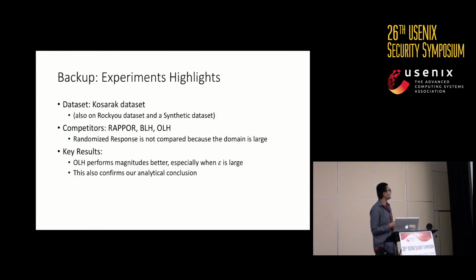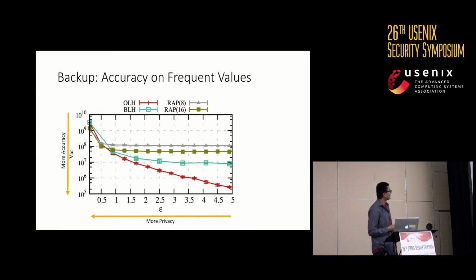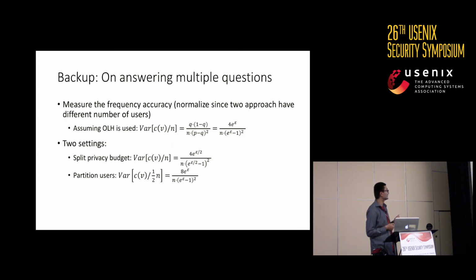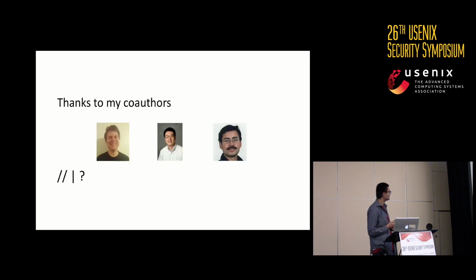We have some experimental evaluation results, though I don't have much time. The system RAPPOR has this epsilon, and we have results that are better by orders of magnitude. Another thing is on answering multiple questions, and by calculation, we show that partitioning users will have better results. Finally, I would like to thank my co-authors, and I would like to take any comments or questions. Thank you.